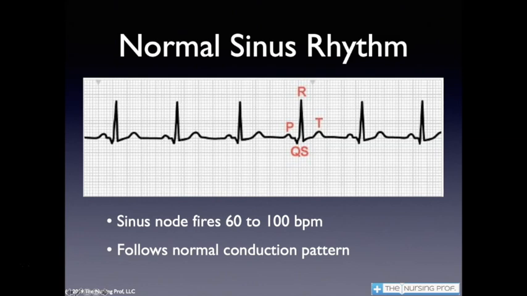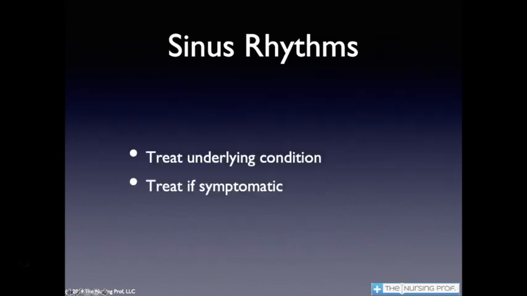The rate is 60 to 100. It's regular. The complexes are preceded by a P wave. They all look the same. And the complex is narrow. So it's following a normal conduction pattern through the heart. In sinus rhythms, we treat the underlying condition if the patient is symptomatic. Now, in a normal sinus rhythm, we would anticipate there's no treatment because it's normal. So it's what we expect to find.